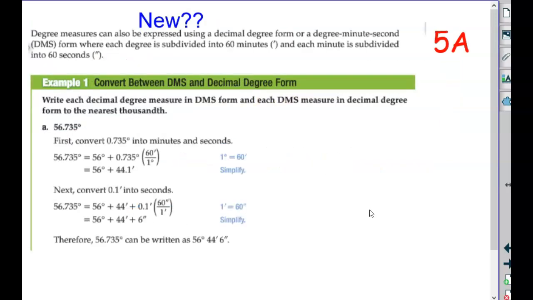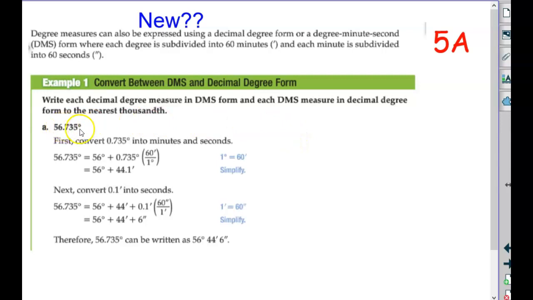Okay. Oh, this is something new they throw in here. Can you change between degrees, minutes, and seconds and decimal degrees? Okay. I can show you how to do it on the calculator, but there are 60 minutes in a degree and 60 seconds in a minute, just like hours, okay? 60 seconds to make 1 minute, 60 minutes to make 1 hour. Same works for degrees and minutes.